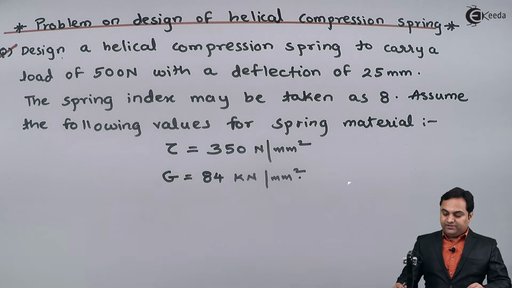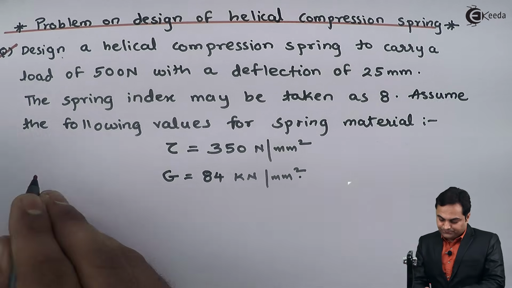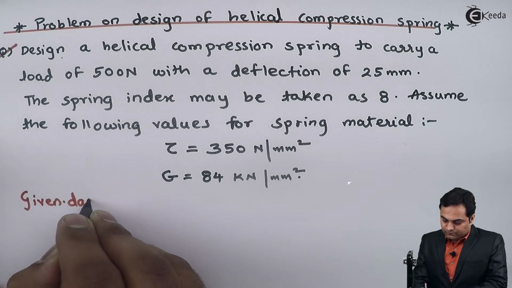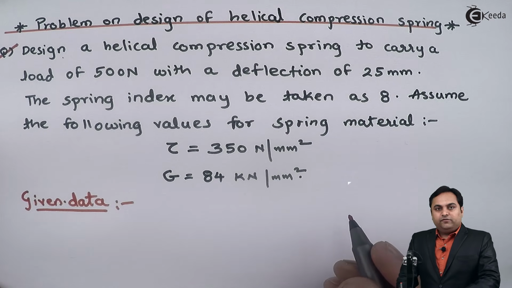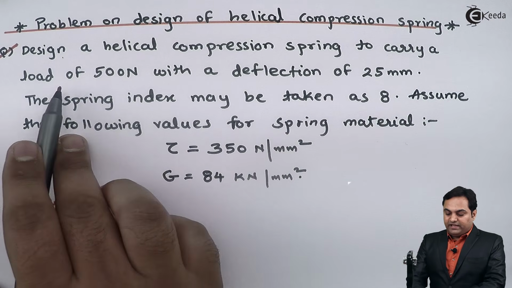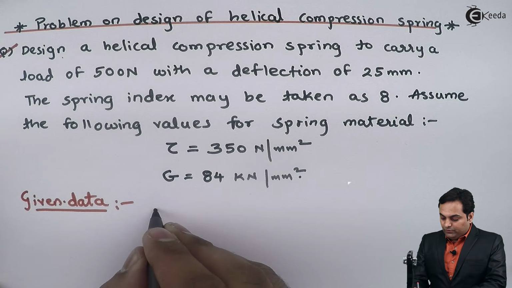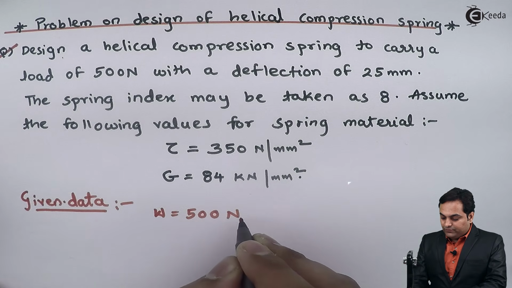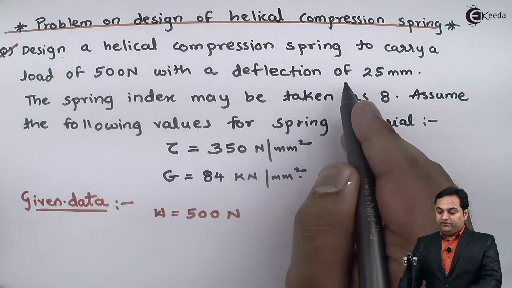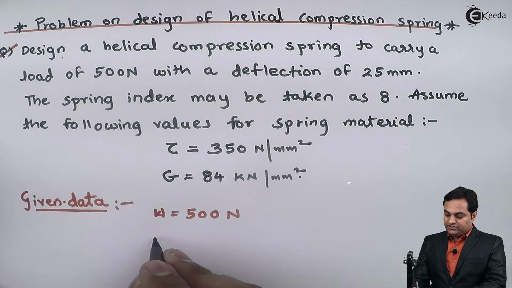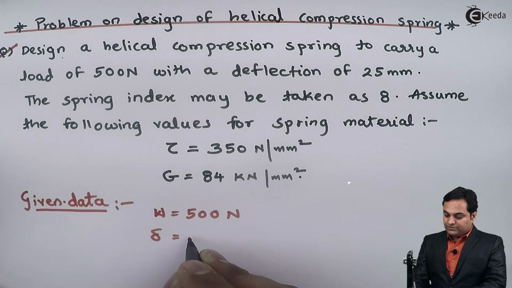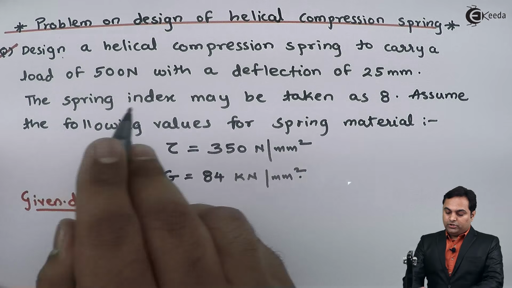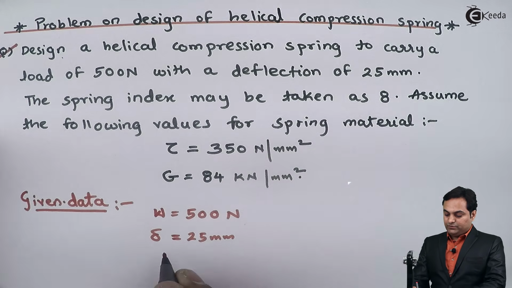From the data, here I'll write whatever is given. Here we have to design a helical compression spring to carry a load of 500 Newton. So W is equal to 500 Newton with a deflection of 25 mm. Deflection, that is 25 mm, denoted by delta. The spring index may be taken as 8, so capital C is equal to 8.